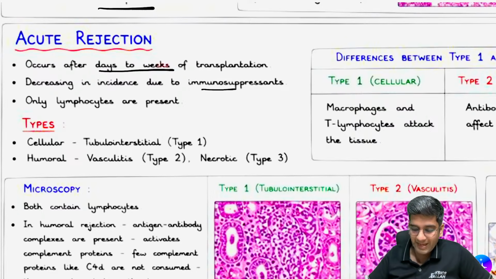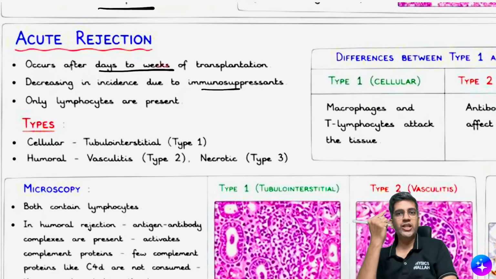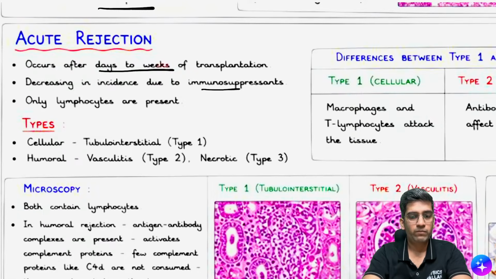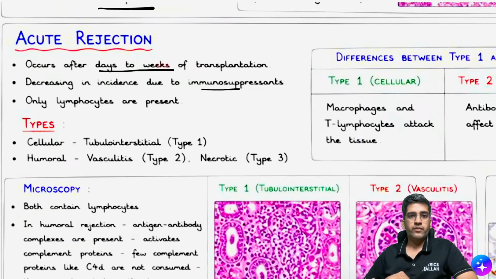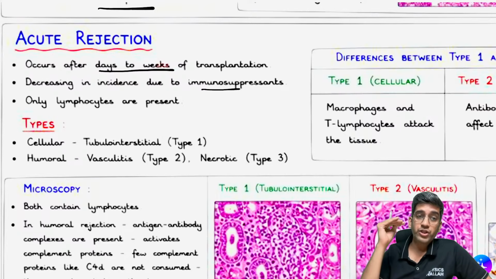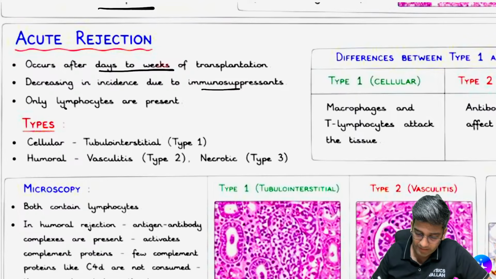Can anyone name one immunosuppressant used in kidney transplant from pharmacology? I'm sure you must have known that, right? Tacrolimus, sirolimus, all of them, right? So all those immunosuppressants have reduced the incidence of acute rejection to some extent, right? Here, only lymphocytes will be present.